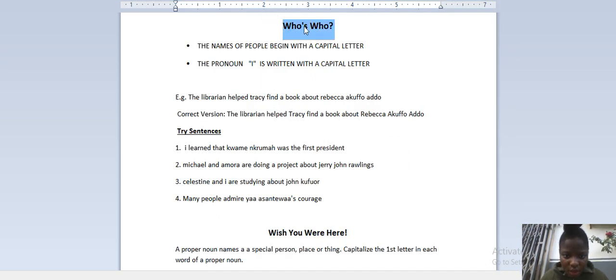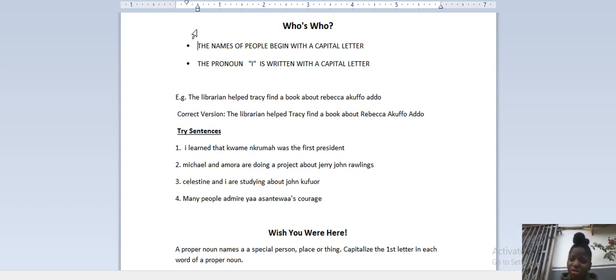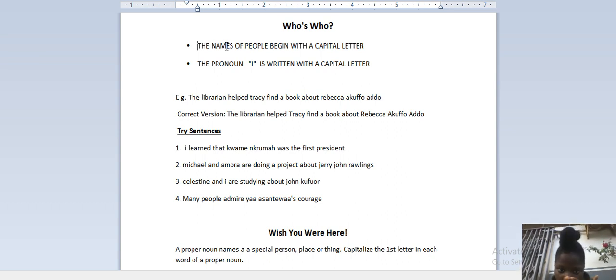So the names of people begin with capital letters. If you're writing the name of anybody, let's just take it the way it is. Whichever name you are, Crystal, if I'm writing my name, it has to begin with a capital C. If you're writing Michael, it has to begin with a capital M. If you're writing Sophia, it should start with a capital S. Whatever name. The names of people begin with capital letters. So a name. Okay, so let's move on.